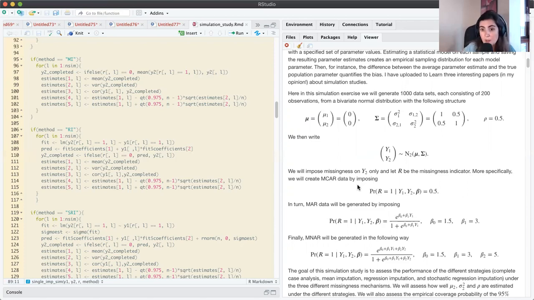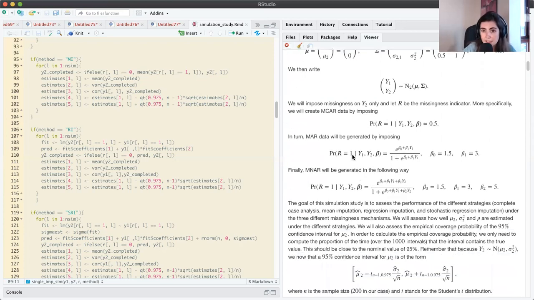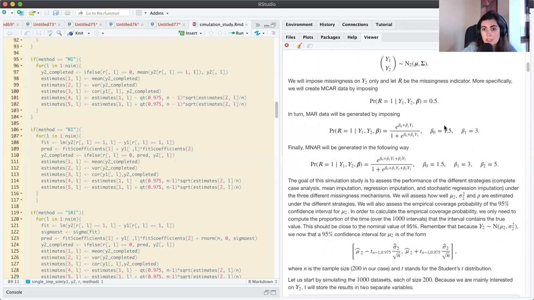And so missing completely at random, so the probability of y2 being observed is 0.5. Here it's missing at random because the probability of y2 being observed only depends on y1, which is fully observed, and I've selected these two parameters. And finally, for missing not at random, the probability of observing y2 value depends on both y1, which is fully observed, but also depends on y2, the variable that has missing values, and so it's missing not at random.